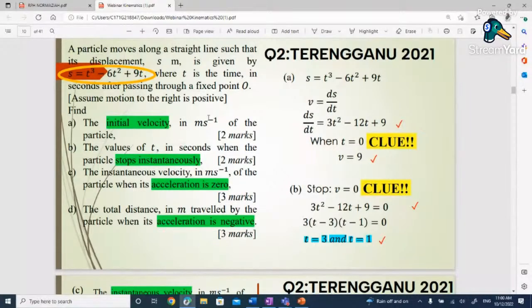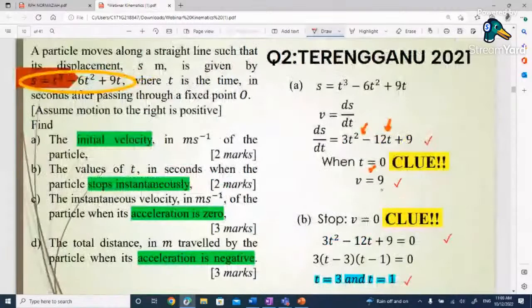Okay, kalau initial velocity, this is the clue. Okay, kita tengok clue dia sahaja. So kalau clue dia, that means when it's initial, T equals to 0. Whatever it is, initial velocity, initial acceleration, everything, dia kena T equals to 0. So when you substitute T equals to 0 into this one, then everything will become 0. So you will get V equals to 9. Okay?